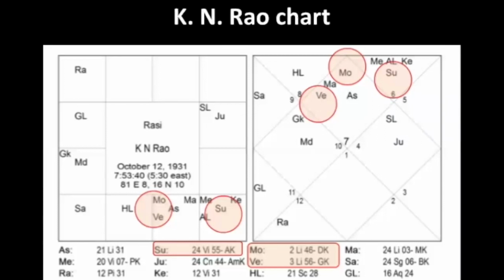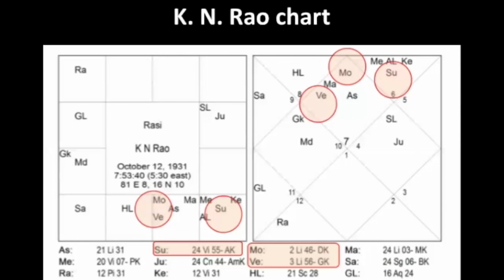How I thought about this point was KN Raoji's chart. If you see his chart, he has three planets in Chitra: Sun, Moon, and Venus. And Moon and Venus are at 2 degrees and 3 degrees of Libra, which is very, very close to Yoga Tara of Chitra, the Spica star. So maybe, EG, do you have any observations on this?